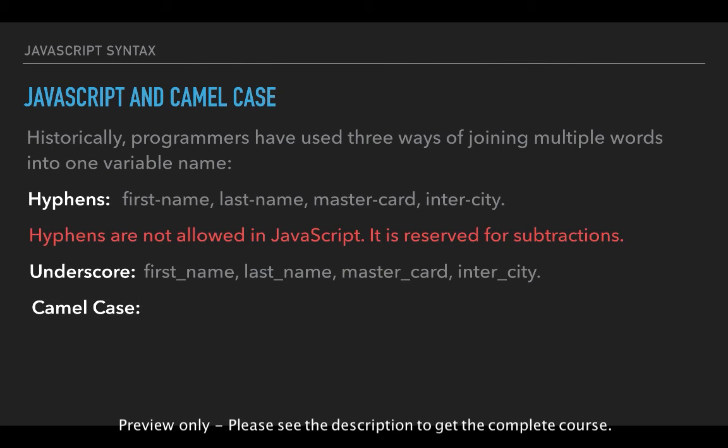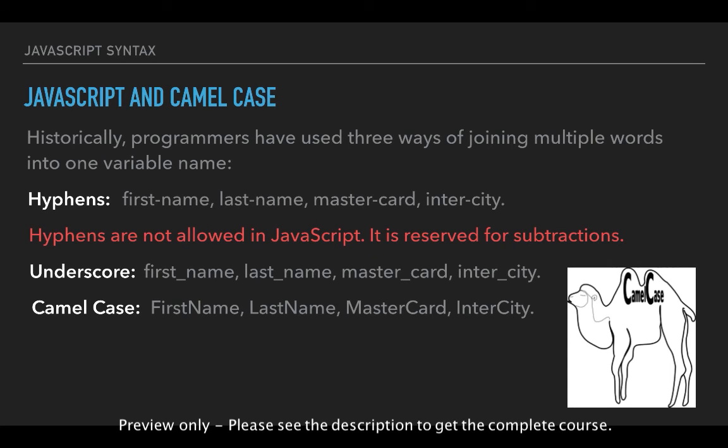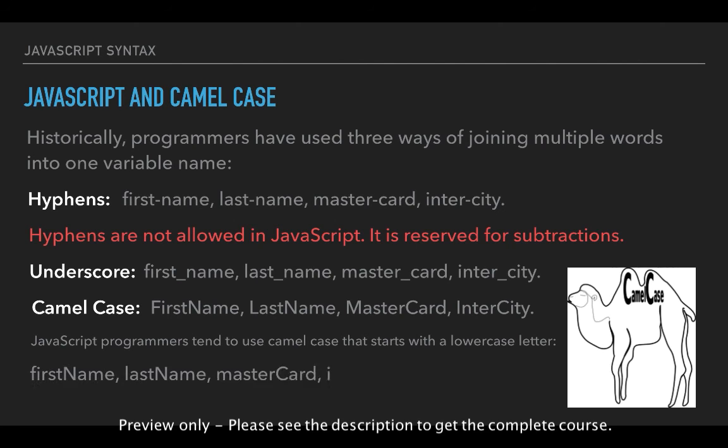But there's a third approach, which is camelCase. For instance, firstName, lastName. You see, the first letter of each word is in uppercase, whereas the subsequent letters are in lowercase. Can you relate it to a camel? You can see this. The camel case is derived pretty much based on the humps of the camel, and that's how the nomenclature came into existence. JavaScript programmers tend to use camel case that starts with a lowercase letter. So whenever we define a variable, we usually start with the first word's first letter in lowercase, and the subsequent words can follow the camel case. You can see the example: firstName, lastName. So that's how we define our variables.